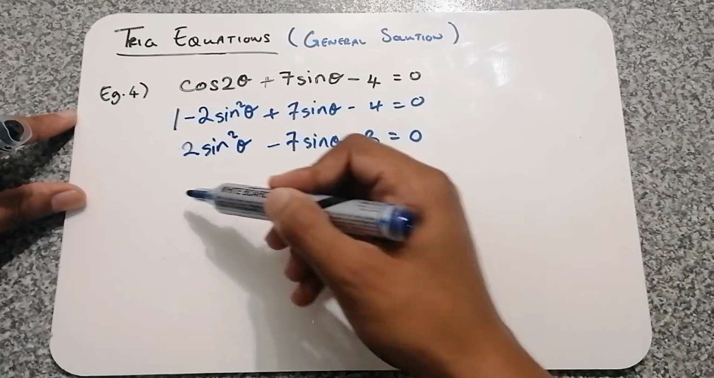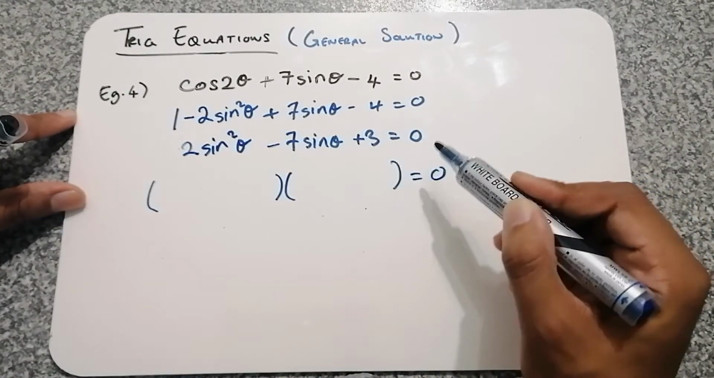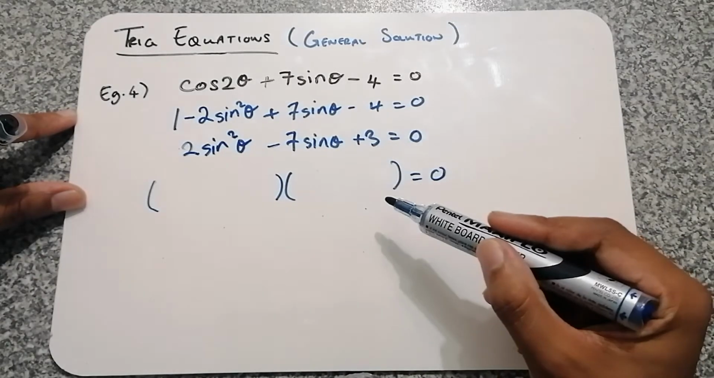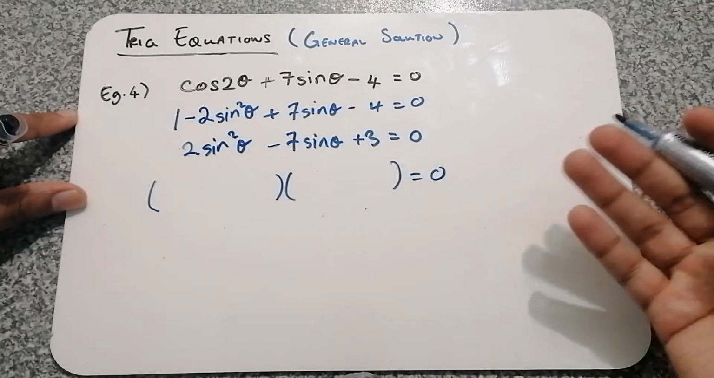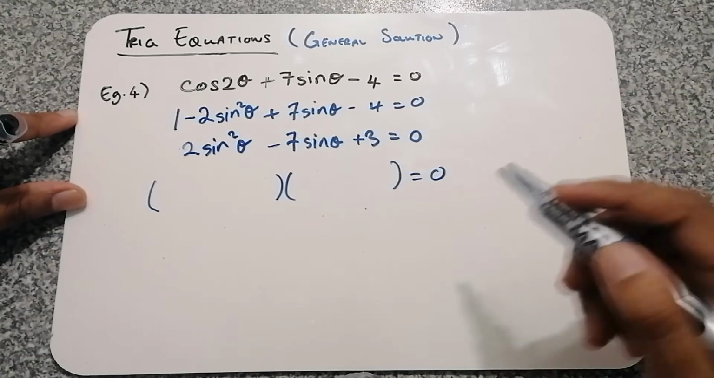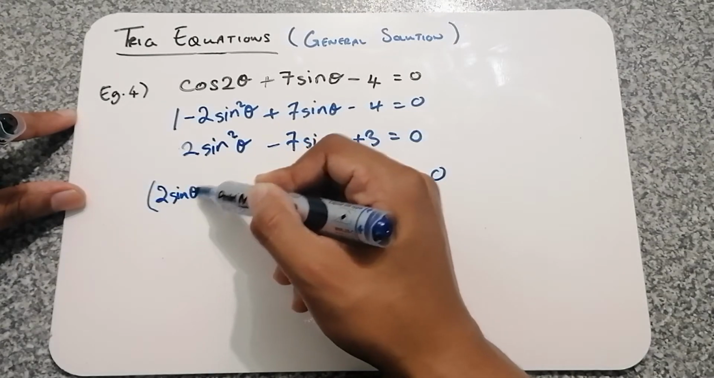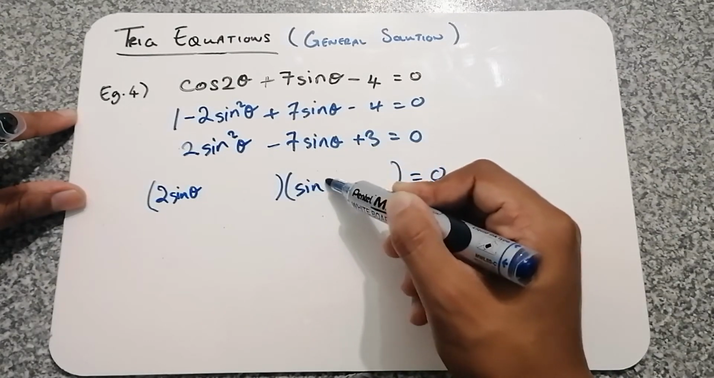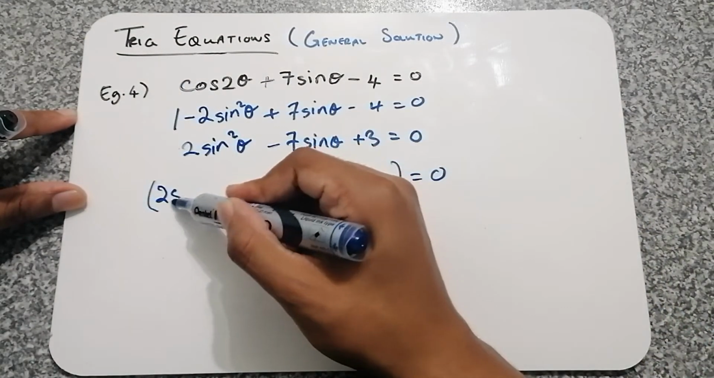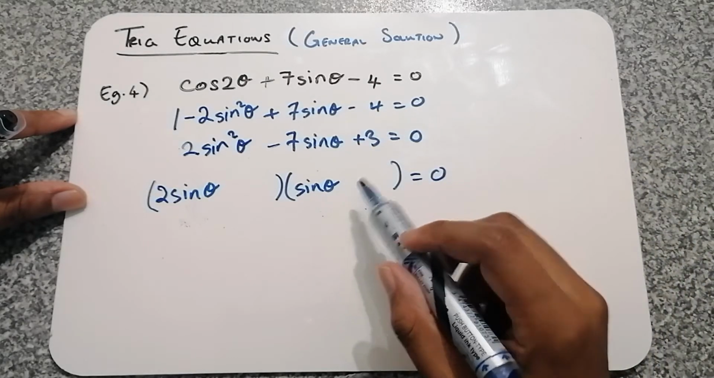Okay, and I'm going to factorize this trinomial by finding the factors of this first number 2 and then the last number 3. And that's actually easy because the factors of 2 and 3 are prime numbers, so it's just 2 and 1 and 3 and 1. Okay, so 2 and 1 becomes 2 sine theta and 1 sine theta. Let me just write it a bit bigger. 2 sine theta and 1 sine theta.